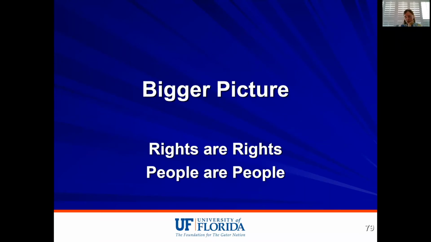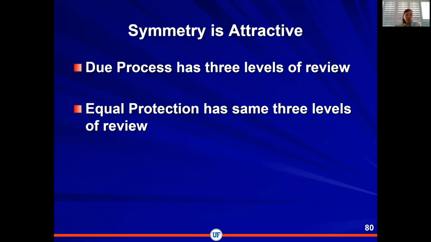Okay, so I just want to remind us that rights are rights and people are people, because there's a bigger picture here. There is a symmetry to equal protection and due process. Due process has 3 levels of review, and equal protection has the same 3 levels of review for all practical purposes. So if I were to put them on a piece of paper and just fold it over, it looks like they would coincide really nicely.